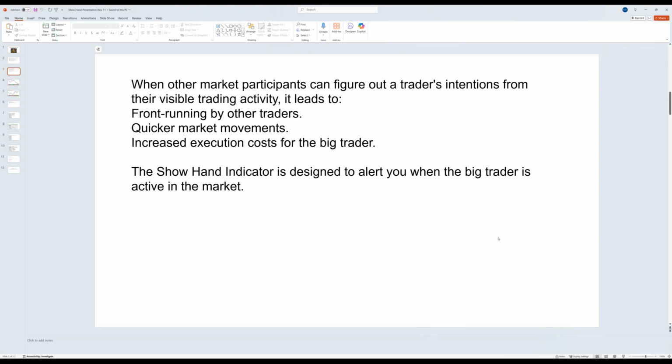Now, when other market participants can figure out a trader's intentions from their visible trading activity, it leads to front running by other traders, right? If you've ever studied or practiced trading on the price ladder, right? The depth of market, the dome or the DOM, however you want to call it.